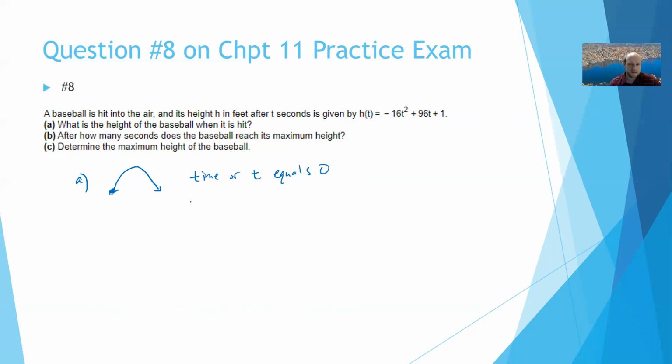So what does that mean? That means we take our function and we plug 0 in for t. We have h of 0 equals negative 16 times 0 squared plus 96 times 0 plus 1. Well, this is very simple, because 0 squared is 0, 0 times negative 16 is 0, and 96 times 0 is 0. So we just get 1. So really, what's the height? It's just 1 foot.